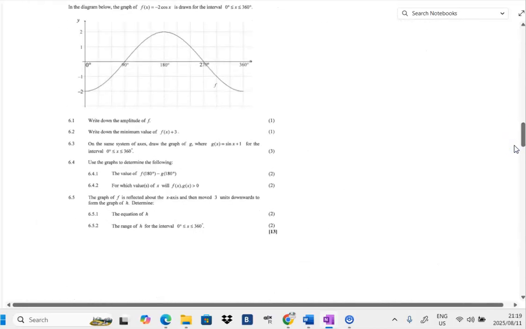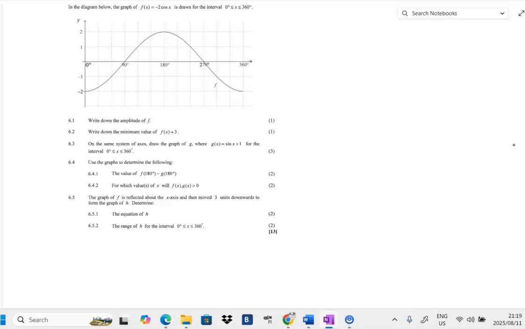Okay, we have a graph here. Let's see if we can answer some of these questions. We are given a cosine function, f of x equals negative 2 cos x, drawn from 0 to 360. So we already know our domain: all the possible x values are from 0 to 360. And our range starts from negative 2 and ends at 2.